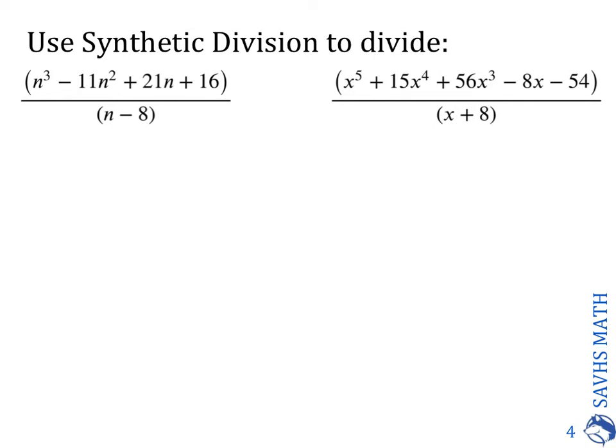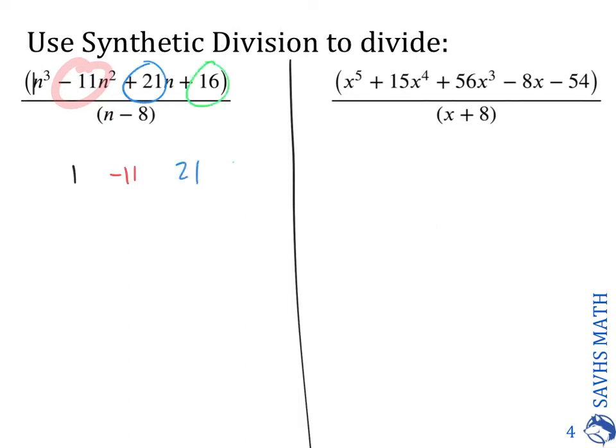And so what we're going to do is write the coefficients. I'm just going to do this first one first. I'm going to write the coefficients in order. The coefficients are the numbers next to the variables, which are 1, and then -11, and then 21, and then 16. Since we're dividing by x - 8, the root that corresponds to that, the solution, the x-intercept on the graph, is x equals 8.